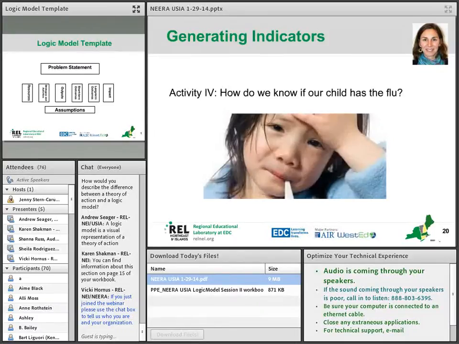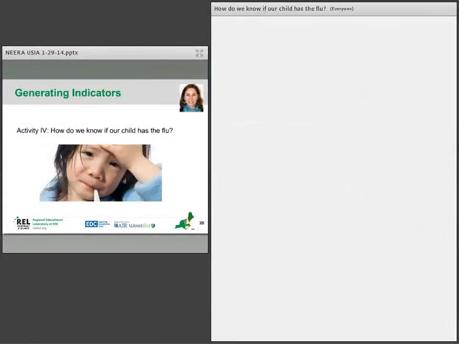So let me take you to indicators. You'll see here a picture of a little girl, and what we would like you to do is to consider this picture. Because as we move from evaluation questions to indicators, we start to think about evidence. So I want you to take a look at this little girl and think about how we would know if she or any child has the flu. What would be the indicators or the evidence that we would use to assess whether or not someone has the flu? This is sort of a playful exercise, but it gets you thinking about what evidence we would employ. How would we make the determination that this little girl has the flu?